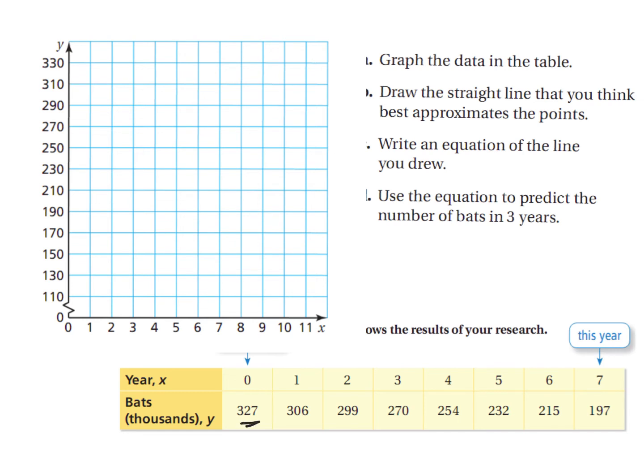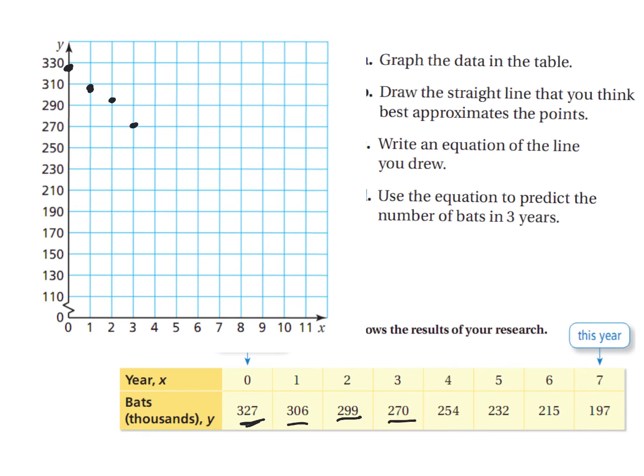So at 0, we're at 327. So we have to do a little bit better approximation because we have a little bit more space in between our lines. At 1, 306, so that would be just under the 310. At 2, we're at 299, so 299 would be right above the 290.